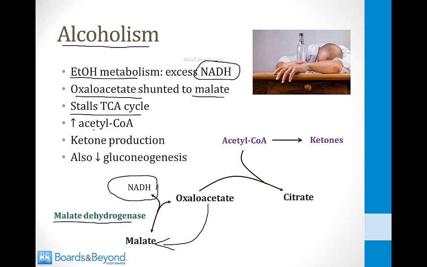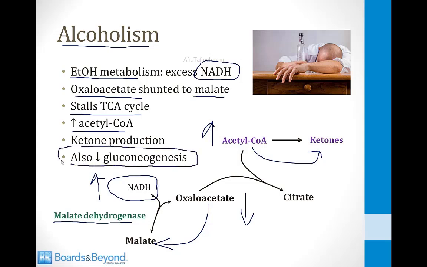This will stall the TCA cycle, and thus there will be higher levels of acetyl-CoA present. This will favor ketone body production. Incidentally, the high levels of NADH can deplete oxaloacetate for gluconeogenesis, and that's one of the reasons that alcoholics can show up to emergency rooms hypoglycemic, in addition to having high levels of ketones in their plasma.